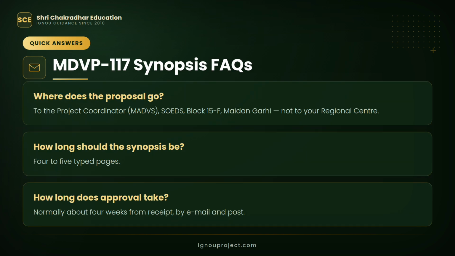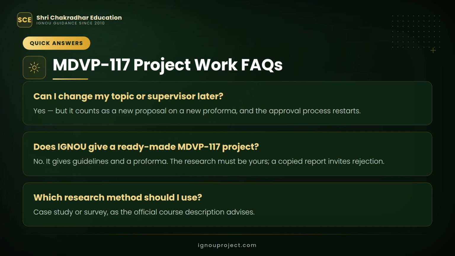Where does the proposal go? To the project coordinator, MADVS, at SOEDS, Block 15F, Maidan, Garhi, not to your regional center. How long should the synopsis be? 4 to 5 typed pages. How long does approval take? Normally about 4 weeks from receipt. Can I change my topic or my supervisor later? Yes, but it counts as a new proposal on a new proforma, and the approval process restarts.